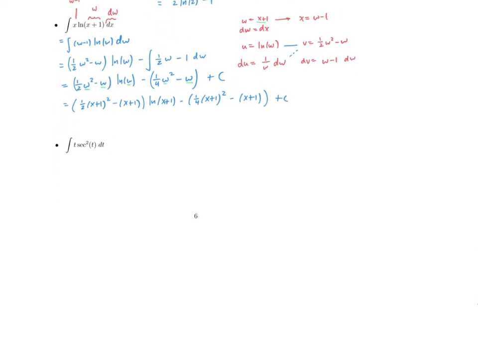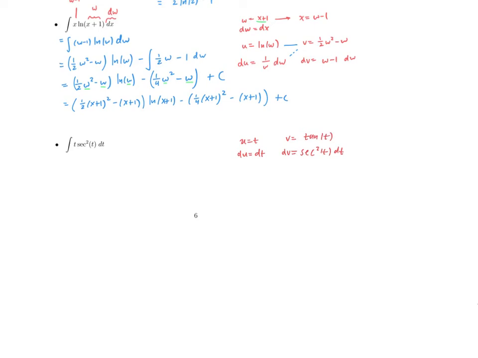Moving on to our third and final example, dealing with integration by parts, we have the antiderivative of t secant squared. And this is something that looks extremely reasonable for integration by parts, because it's t times a function, and the function is something we can integrate. So for integration by parts, it's very reasonable to try u equals t and dv secant squared. Then du is dt, and v is tangent of t.